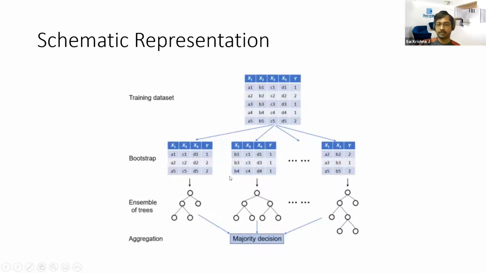So like this, it will take different sets of columns, and for each set it will create a decision tree. And finally, the end prediction will be given by the model. It will be the majority decision.